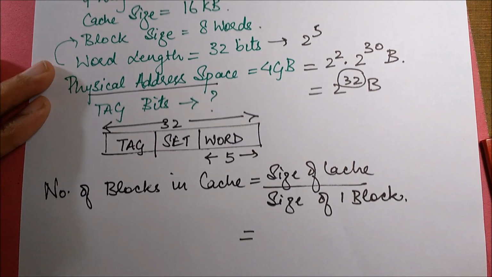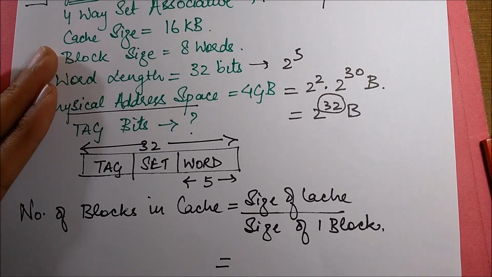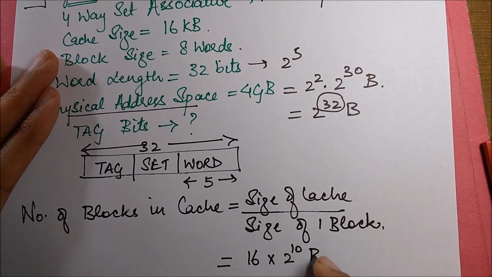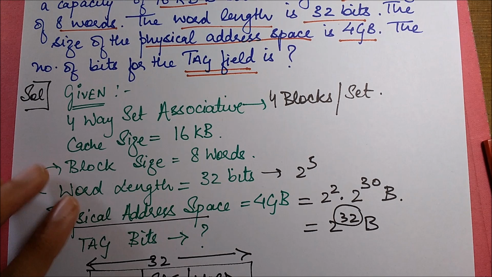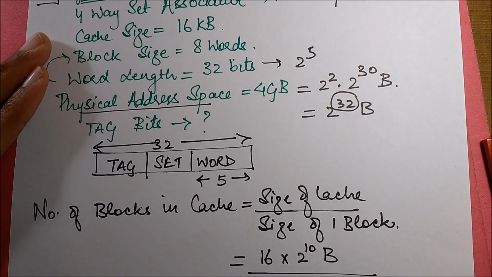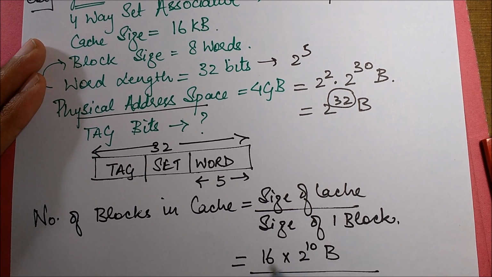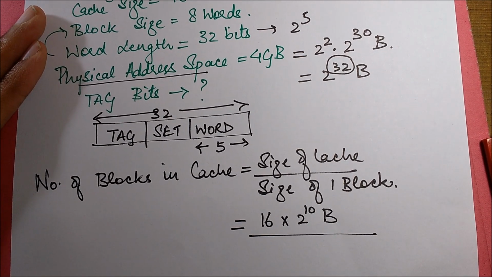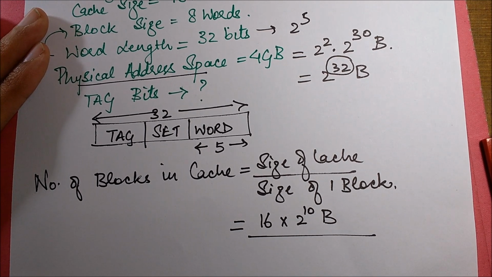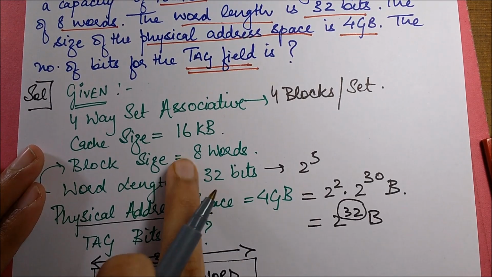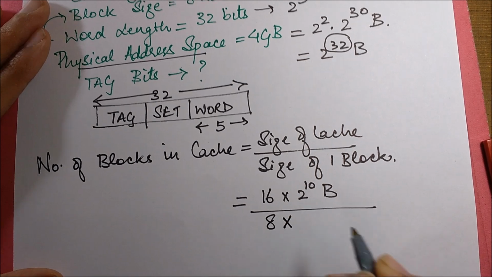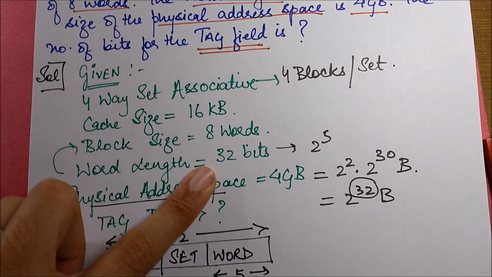This is equal to what? Now we know size of cache is 16 kilobytes. So I'm just going to write 16 into 2 to power 10 bytes for kilobytes. Then size of one block is given as 8 words and one word is 32 bits. That means I need to convert the entire thing into bits, right? Or I can convert it into bytes as well. So let's simplify it. Let's convert the entire thing into bytes. So 8 into 32 would be the thing to be written over here. 8 words and one word is of 32 bits.